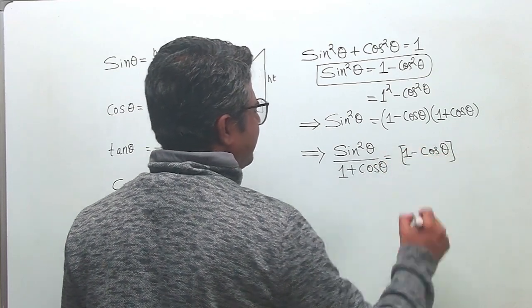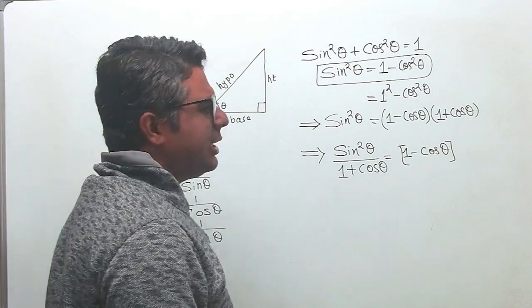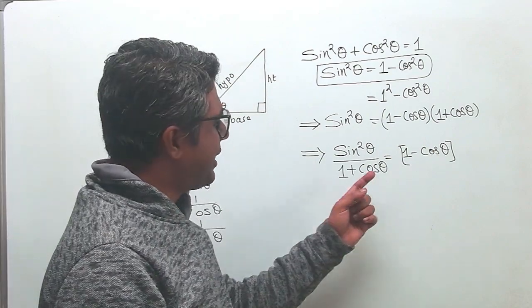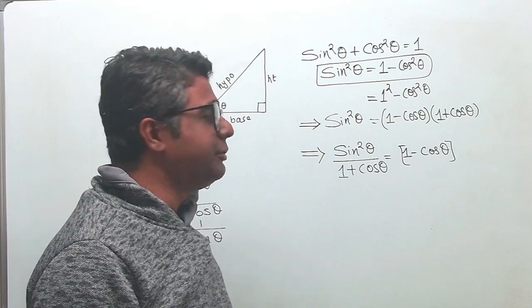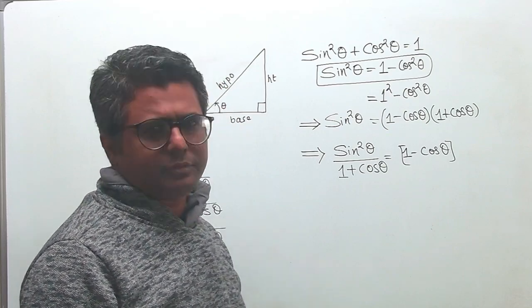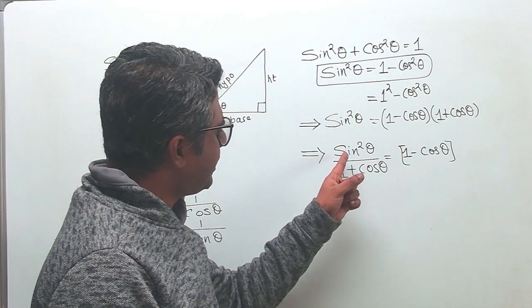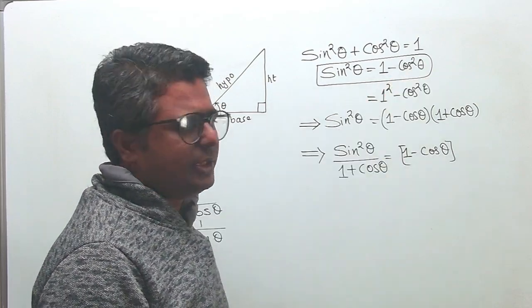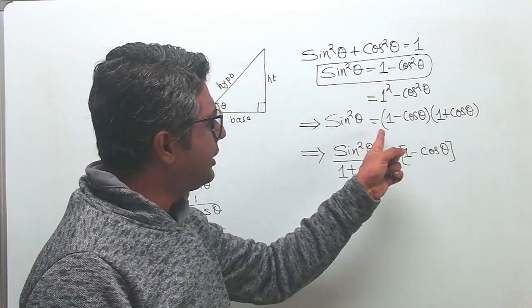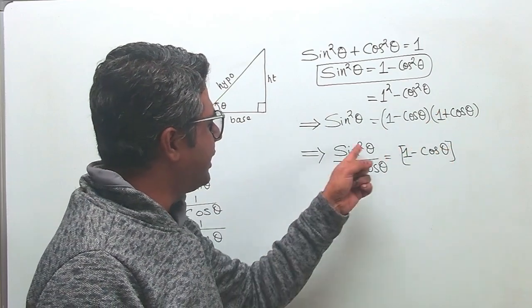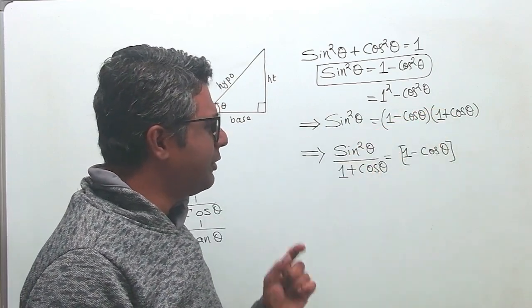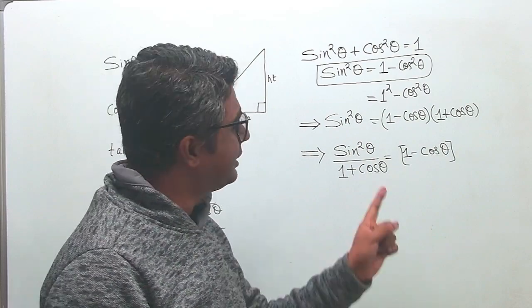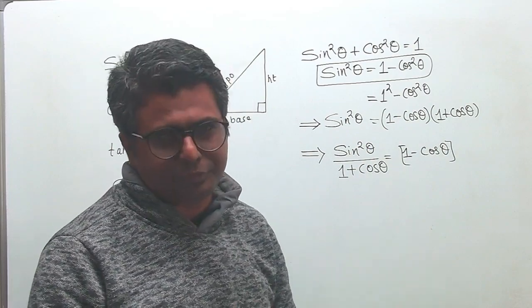Maybe someday, somewhere, in some examination, this may come as a proof, and you may get confused. Nothing to get confused. Sin square theta, you have to write 1 minus cos square theta. 1 minus cos square theta will be written as 1 minus cos theta times 1 plus cos theta, and this 1 plus cos theta and 1 plus cos theta will cancel out, and you will be left with 1 minus cos theta, which is equal to RHS, and the thing is proved.